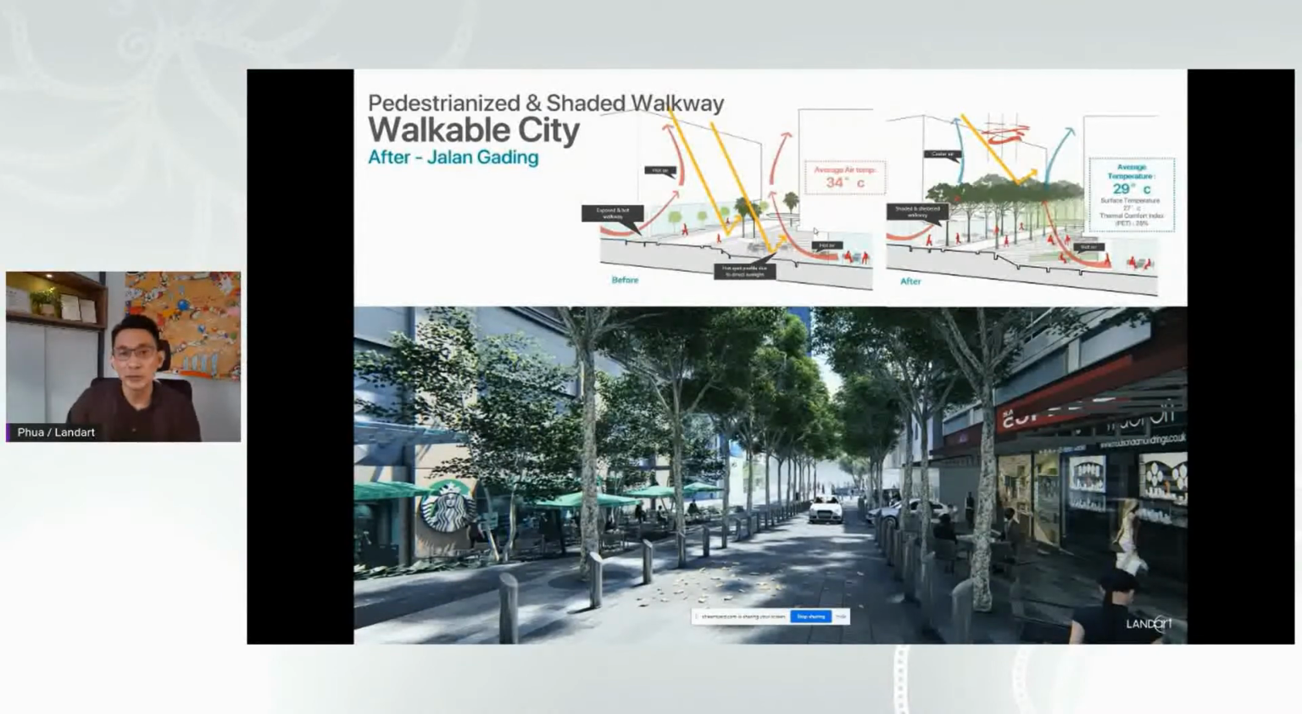So these areas will average about air temperature of about 34 degrees Celsius. We're able to bring it down to 25 degrees Celsius. Approximately 5 degrees have been deducted from these areas. So next time when you go there, you can feel that you walk very, very comfortably under the shades.